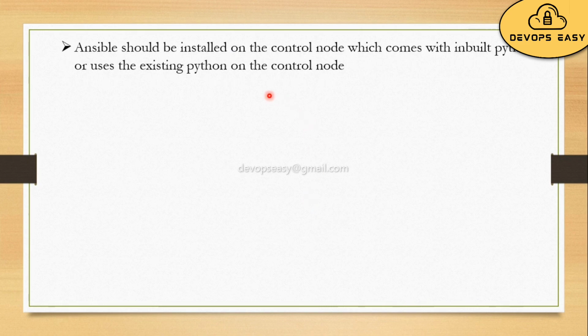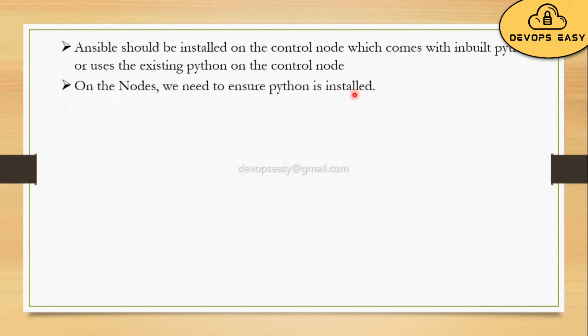Ansible should be installed on the control node, which comes with inbuilt Python or uses the existing Python. Whenever you install Ansible, in the background it will install Python as well. That's what is written here. On the node we need to install Python, because Ansible was written in Python. Whenever you execute an Ansible playbook, in the background a Python script will be executed. That's the reason Python is mandatory.